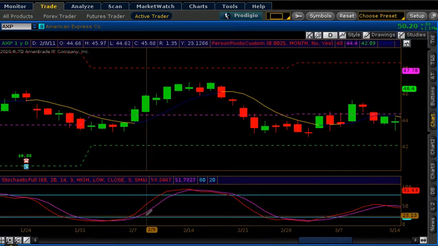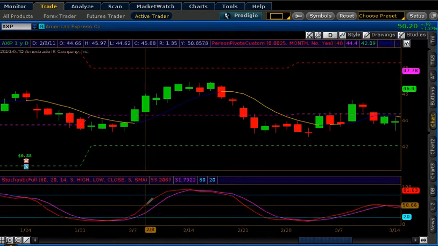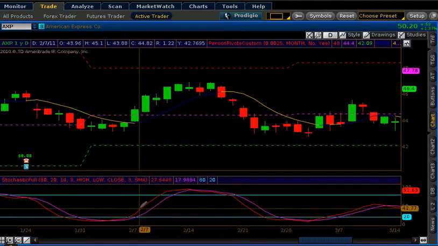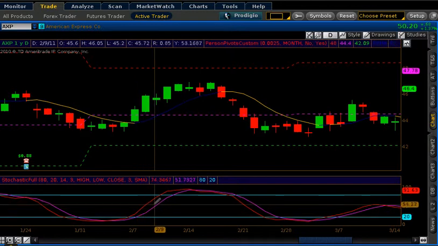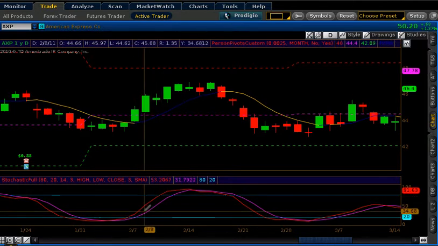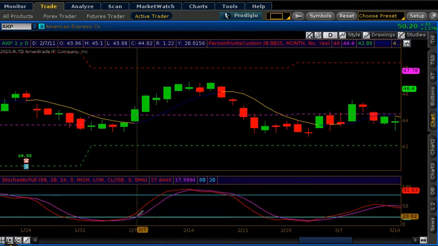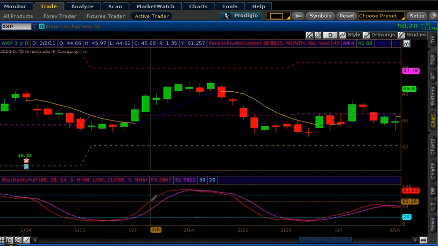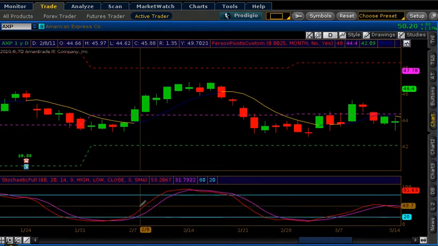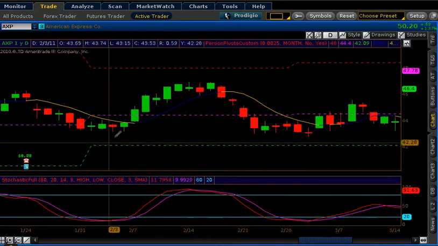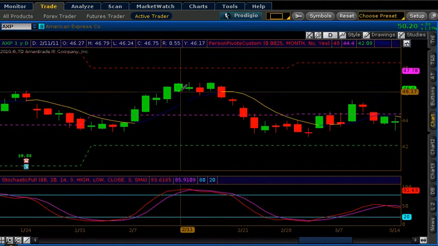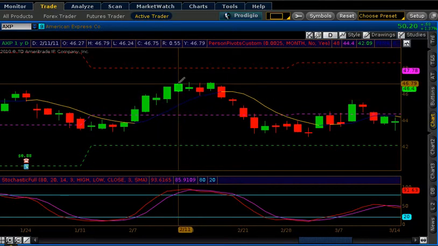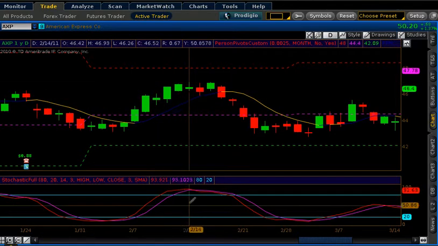And when you see the percent K, this red line, and the percent D start spreading apart, you see right in here, we have a lot of space in between there. When they start spreading apart, that is a real good indication of momentum. And as you can see, we had nice higher highs. We had some nice momentum, and we had a higher high here, and then we got overbought.